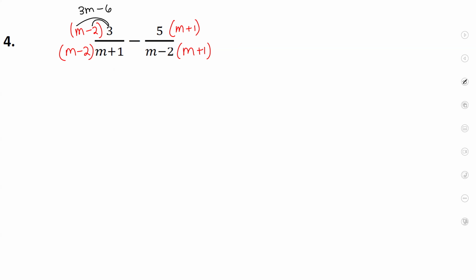Now let's look at the second one. 5 times m, 5m, 5 times 1, 5. All right, guys, let's go ahead and evaluate. You just carry the denominator over. m minus 2 times m plus 1.